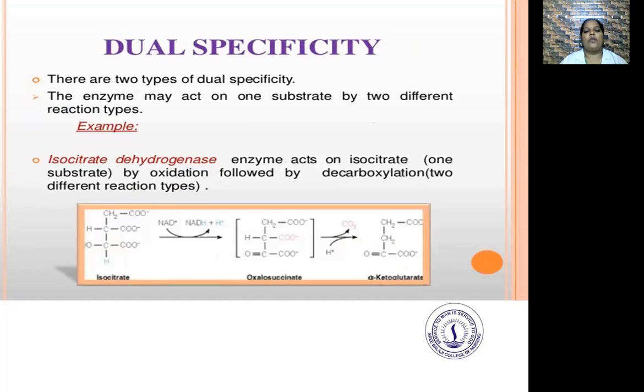There are two types of dual specificity. The enzyme may act on one substrate by two different reaction types. Isocitrate dehydrogenase enzyme acts on isocitrate by oxidation followed by decarboxylation, two different reaction types.